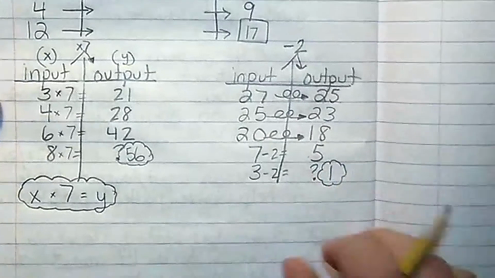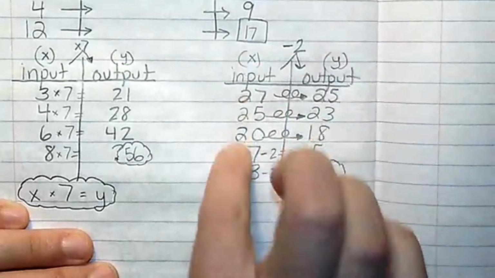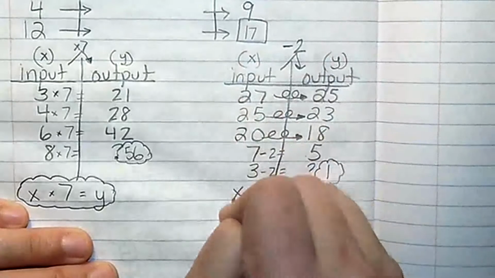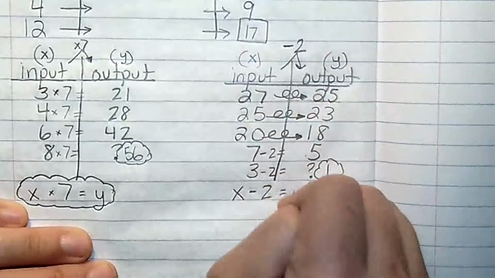Now let's practice writing our answer using algebra. We pretend this is X. We pretend this is Y. When I had my first number, I'm pretending that's X. X minus 2 equals Y.